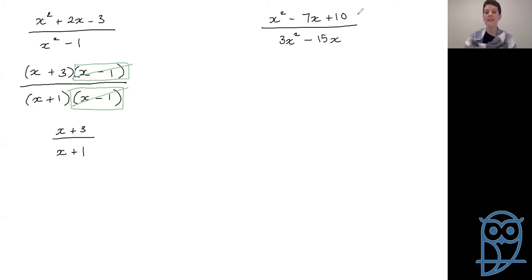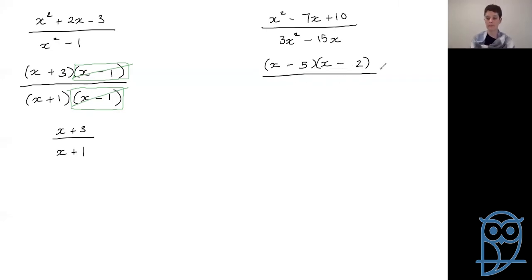So x squared minus 7x plus 10. Factors of 10 that add to give us 7. 1, 10, 2, 5. 2 and 5 gives us 7. So x and x, plain x's, a 5 and a 2. Like signs, both negative. So x minus 5 and x minus 2.